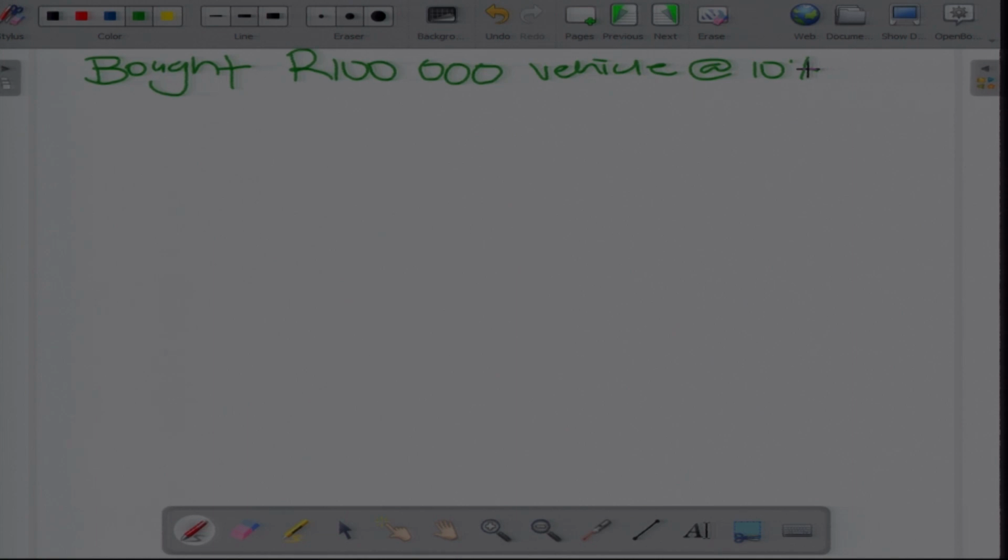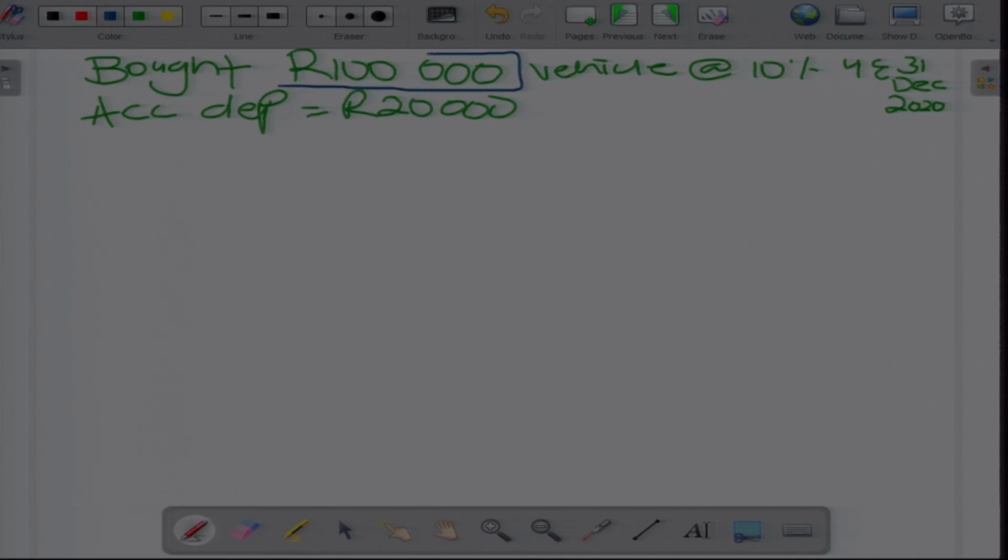So the year end is 31 December 2020. And then they tell you the accumulative depreciation is 20,000. Okay. So what information did they give you? First, they told you bought a car of 100,000. That's the cost price. Then they tell you that the vehicle is depreciated at 10%, meaning the value drops 10% every year. They give us the year end, which is 2020.